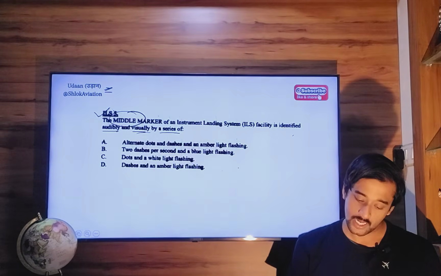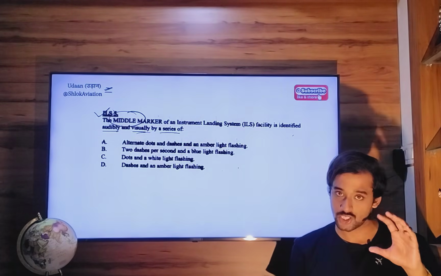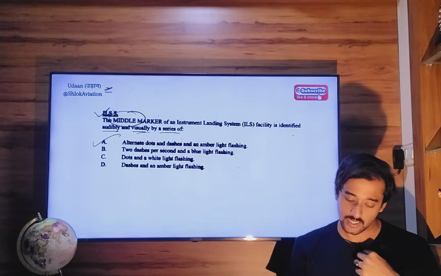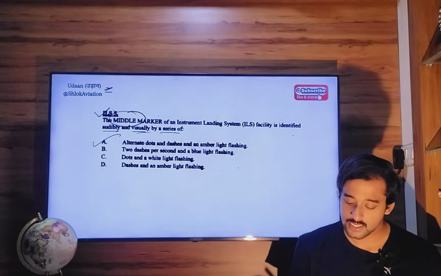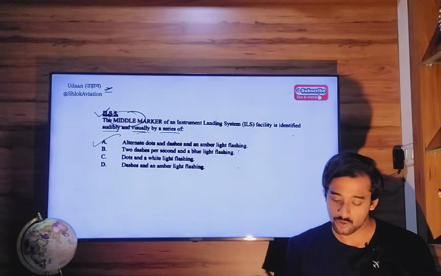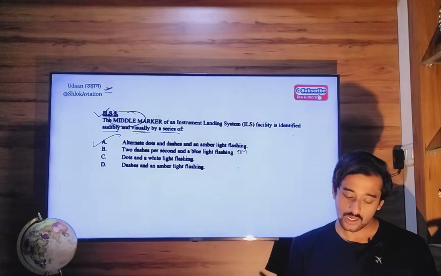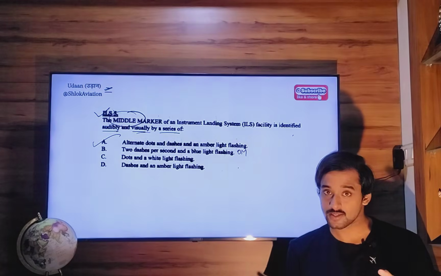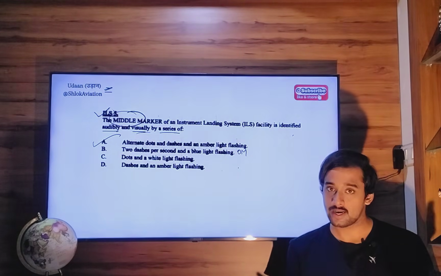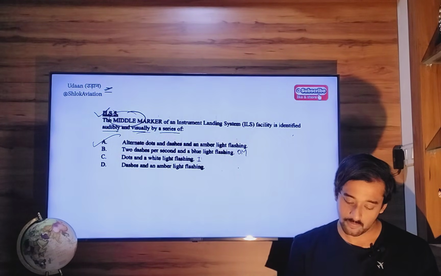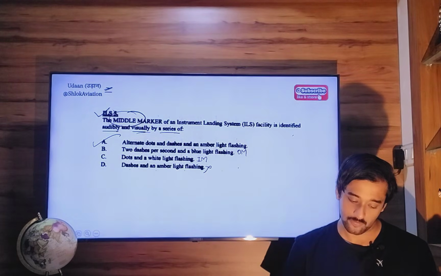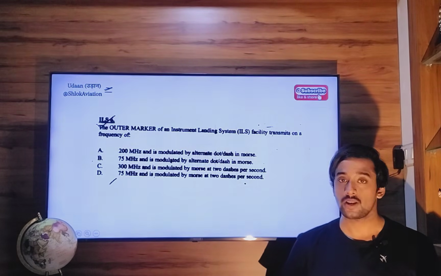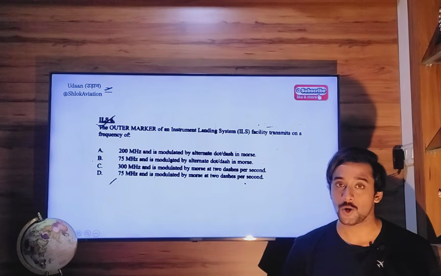So option A, alternate dots and dashes and an amber light flashing. Yes, so option A is the right answer. Two dashes per second, blue light flashing, that is a feature of an outer marker. Six dots and a white light flashing, inner marker. Dashes with amber light, irrelevant. So option A. The outer marker of an ILS transmits on a frequency of what?